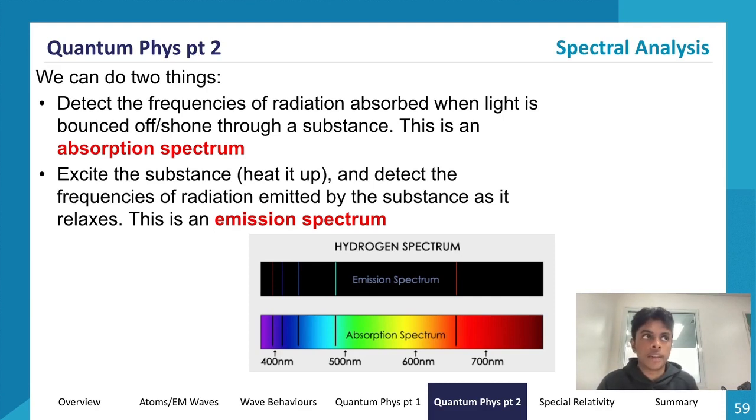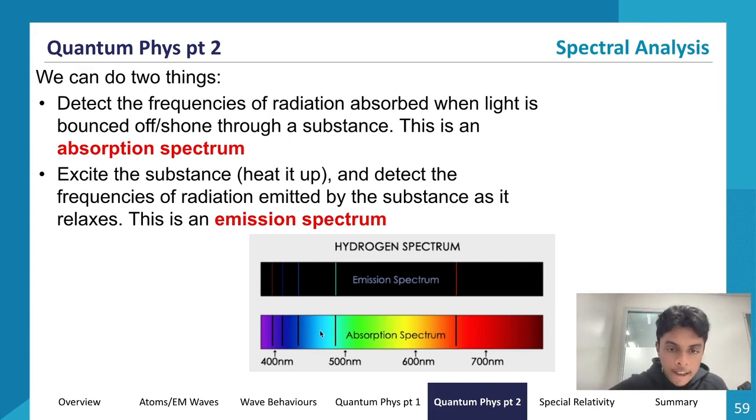So maybe in junior high school, or maybe if you do chemistry, you would have done the flame test. So this is very similar to the flame test. We excite the substance, we excite the electrons. For example, in the flame test, we excite the valence shell electrons, and then we detect the frequencies of radiation emitted by the substance as it relaxes or goes back to the ground state. It's quite similar to the flame test. So yeah, this is what we call an emission spectrum.